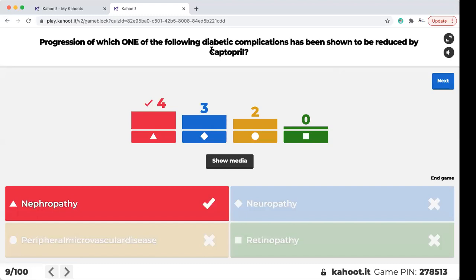So regarding the progression of which one of the diabetic complications has been shown to be reduced by captopril? Captopril is an ACE inhibitor, or angiotensin converting enzyme inhibitor. So it can be used for management of hypertension, and diabetic complications can cause nephropathy, peripheral vascular diseases, neuropathy, and retinopathy. So which one of these is decreased by the antihypertensive captopril? It is the nephropathy. That's the correct answer.